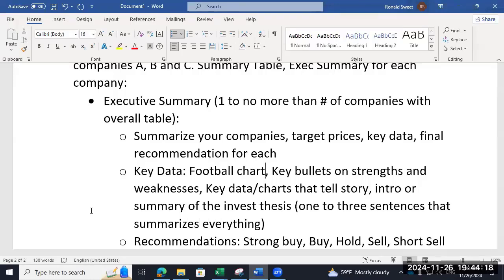All right, so you got a football chart in there somewhere. This is how we value these firms, some key bullets on strengths and weaknesses. Key data or charts, you might pull in a couple of charts from paper 4, if you think there's a key, like you're really noticing their strength and revenue growth or asset turnover or whatever you think really tells the story.